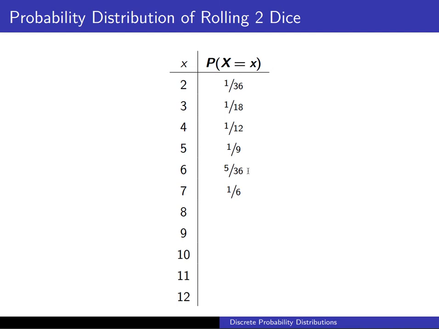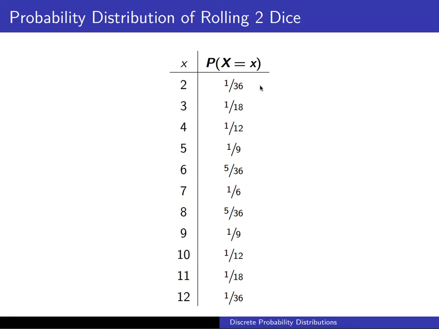So rolling an 8 is going to be 5 out of 36 as well, then 1/9 for 9. Rolling a 10 is the same as rolling a 4 for probability purposes. It's 1/12, then 1/18, and 1/36. So this is a probability distribution for the sum of the values on 2 dice. So here we have each possible outcome, the sums 2 through 12, along with their associated probabilities, all written in lowest terms.